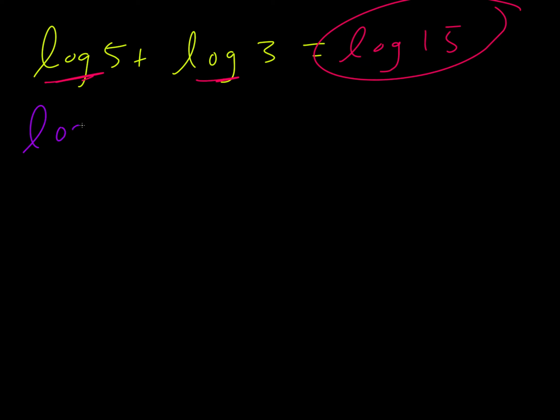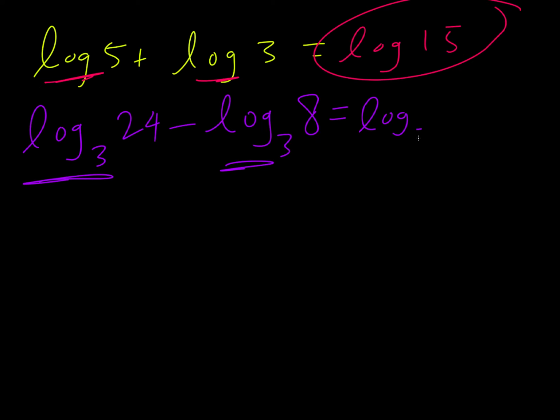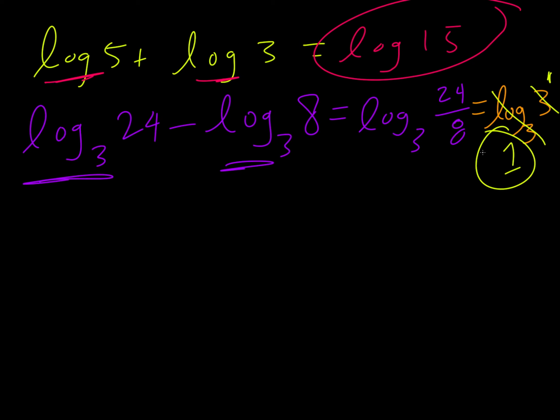Okay, now we have log base 3 of 24 minus log base 3 of 8. So we check, they both have the same base. So we rewrite that log with that same base. And then 24 minus 8 becomes 24 divided by 8. And so the final answer on that one is going to be log base 3 of 3. But we have that special property of logs where log base 3 of 3 has a little exponent of 1. So this answer is actually just 1.